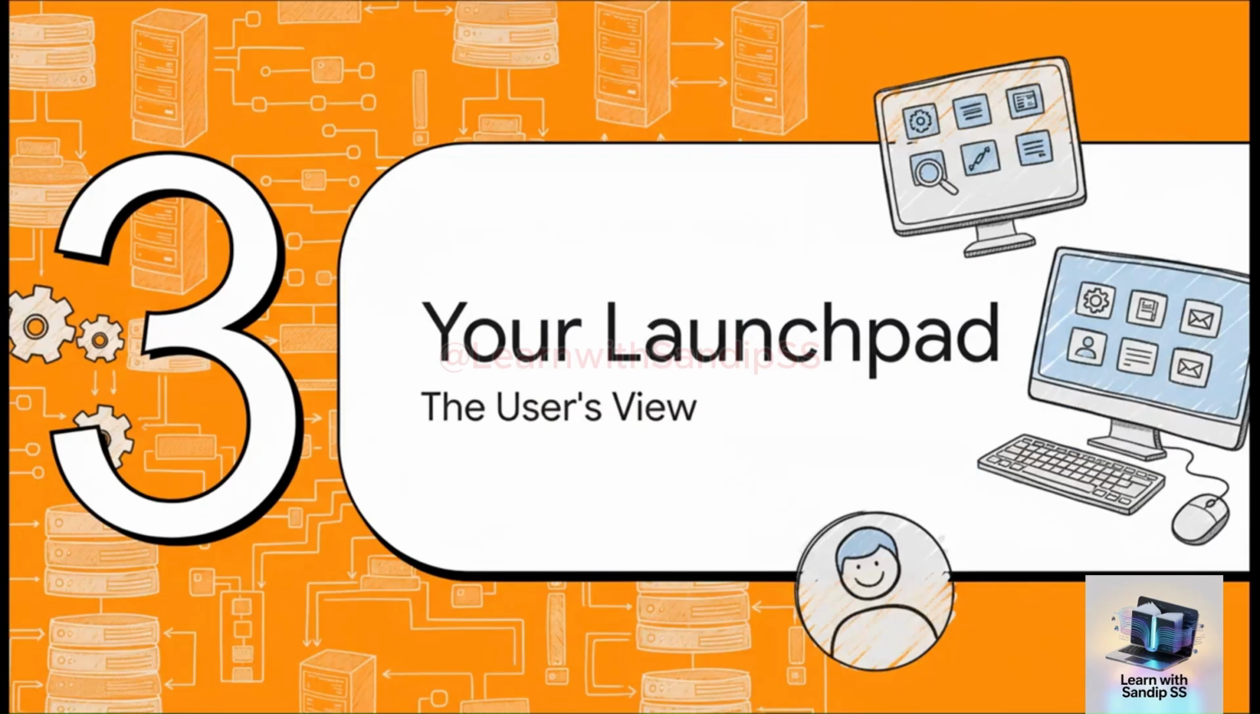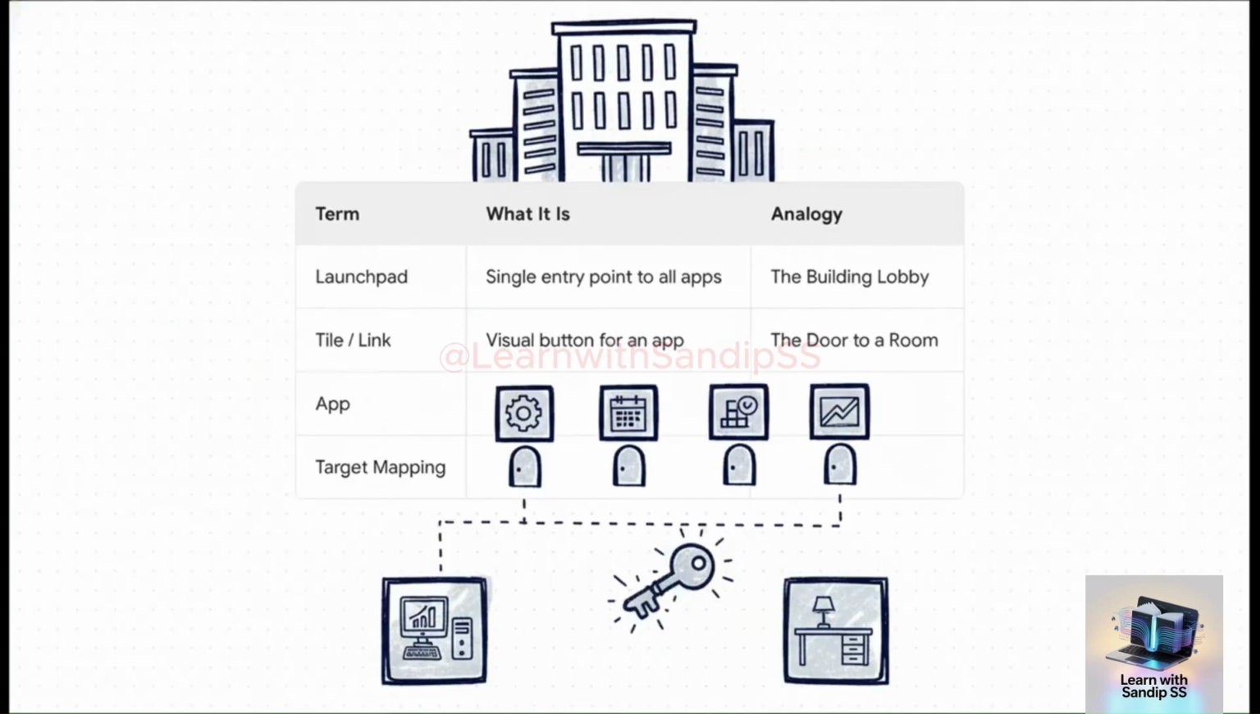Okay, so that's all the complicated stuff happening in the background. But what does the employee, the actual business user, see on their screen every morning? How does this all look to them? Well, all that back-end logic translates into a really simple interface. The Fiori Launchpad, that's the lobby of our building. Each tile or link you see on the screen, that's a door to a specific room. The app itself is the actual office where the work gets done. And the target mapping? Well, that's the invisible key that makes sure when you click on a door, it opens the correct room.